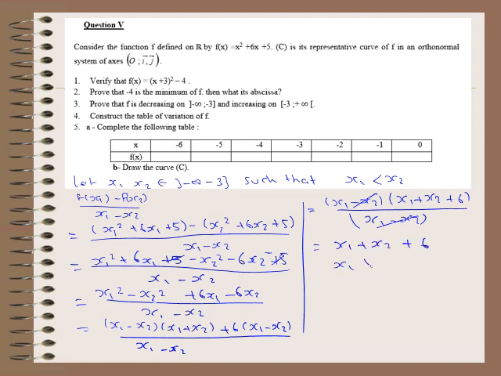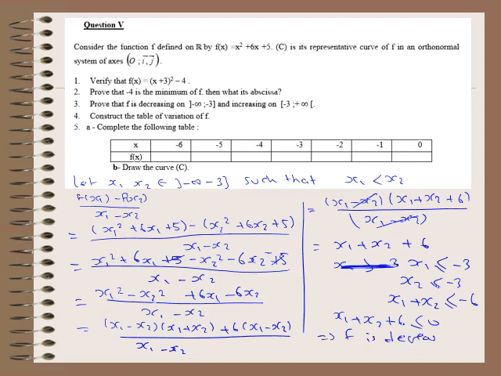We have x1 is less than or equal to −3, and x2 is also less than or equal to −3, so x1 + x2 is less than or equal to −6. Then x1 + x2 + 6 is less than or equal to 0. Then f is decreasing over (−∞, −3].